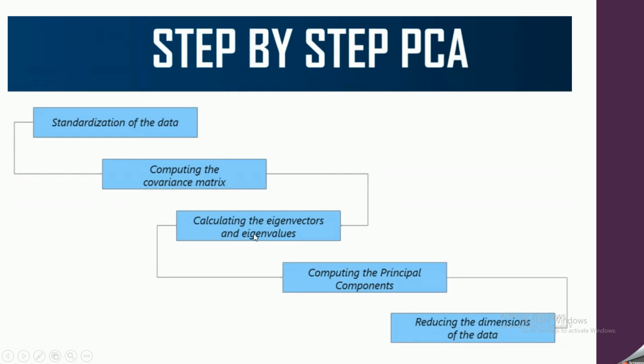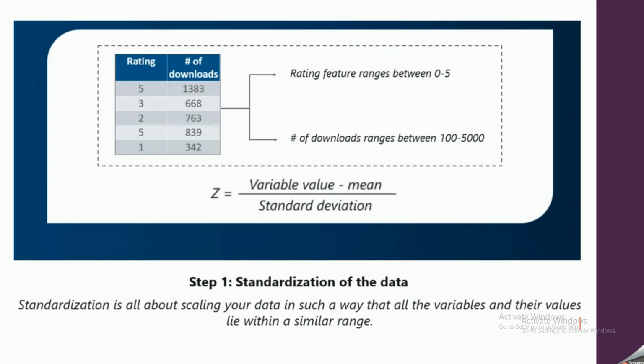Now let us see the different steps that are followed to apply principal component analysis. The first step is standardization of the data. The second step is computing the covariance matrix. The third one is calculating eigenvectors and eigenvalues. The second last one is computing the principal components. And finally, we reduce the dimensions of the data. Let us understand each of these steps in depth.